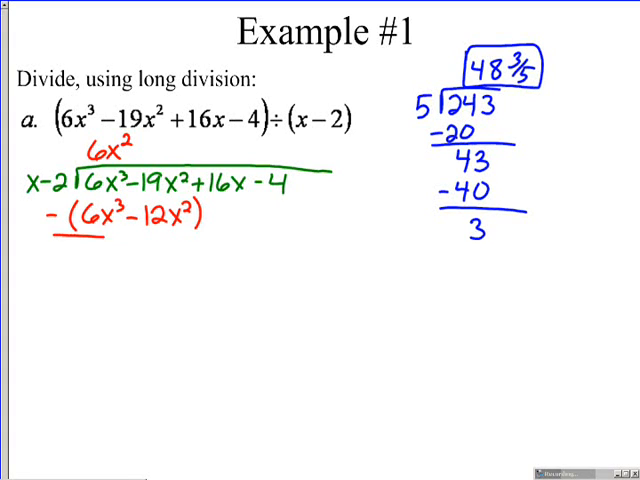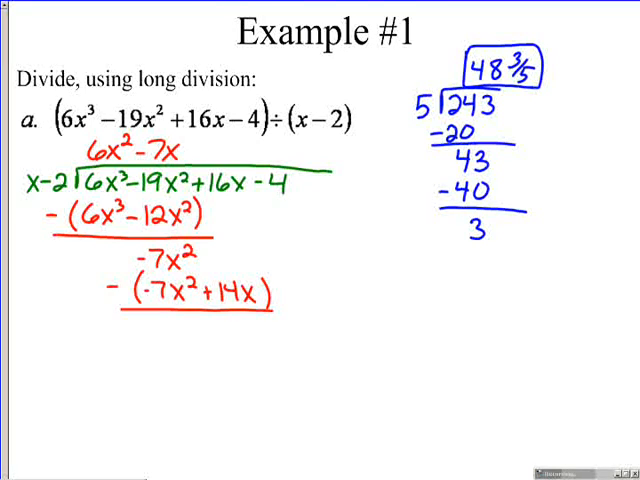And then we do the same thing. We subtract that whole thing off. 6x cubed minus 6x cubed is gone. Negative 19x squared plus 12x squared gives me negative 7x squared. What times x equals negative 7x squared? That's negative 7x. Again, multiply negative 7x times x. Negative 7x times negative 2. And we subtract all that off.